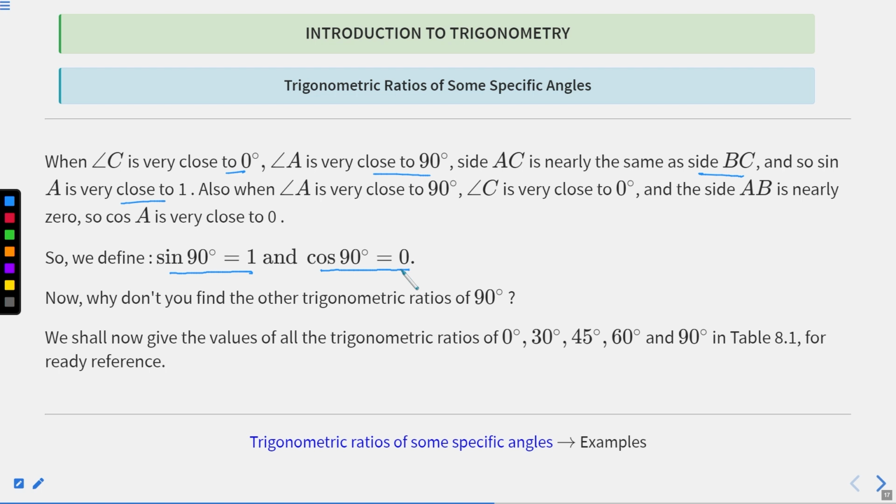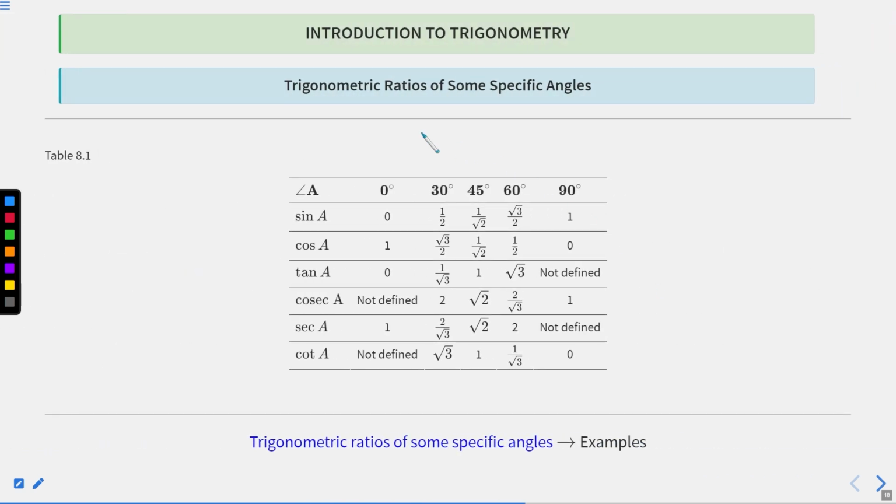Okay, so why do you not find the other trigonometric ratios of 90 degrees? Of course, you can find them. We shall now give the values of all the trigonometric ratios of 0 degrees, 30 degrees, 45 degrees, 60 degrees and 90 degrees in Table 8.1. Okay, for ready reference, here we have given all the values in this table.